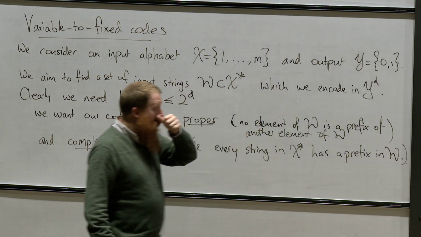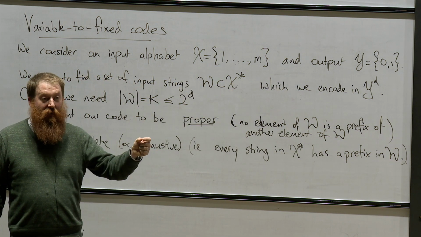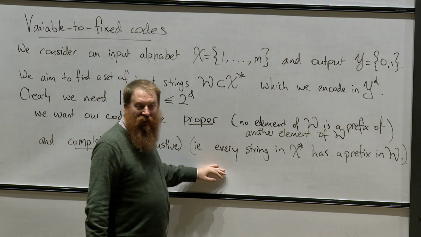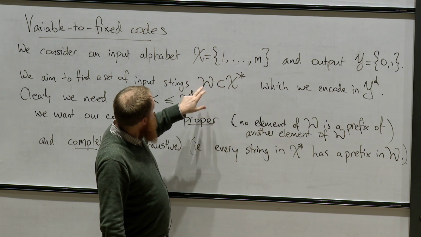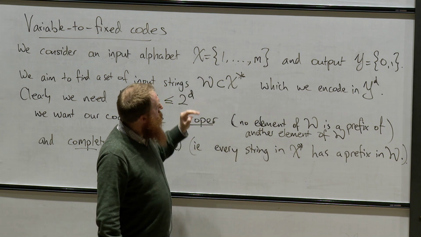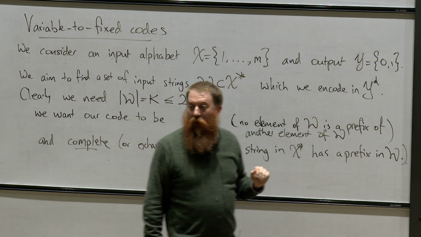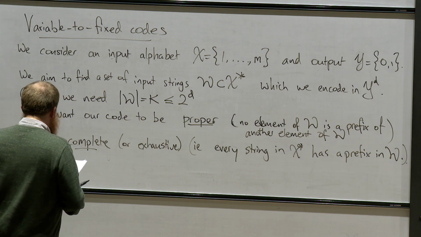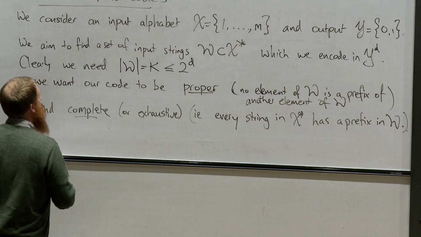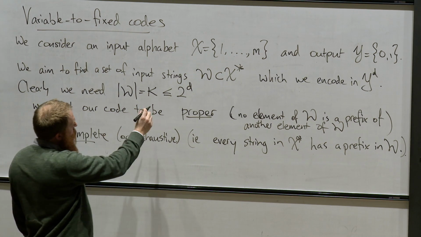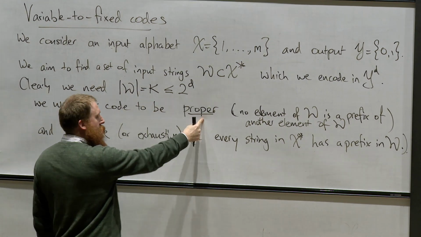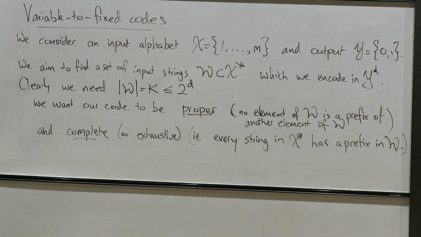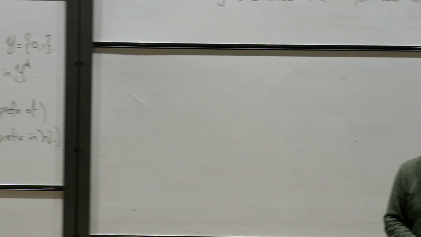So a boring case is where W is just the collection of single characters. So if W was just 1 to M, then that could work. Okay, it wouldn't be very efficient. It would just say my code words are 1 through to M, and I encode them using some digits in Y to the d. So that would be a very simple example. Okay, so what we need is to find a set of code words which is proper and complete, where the number of code words is less than or equal to 2 to the d. Because if I can do that, then I can construct a code.